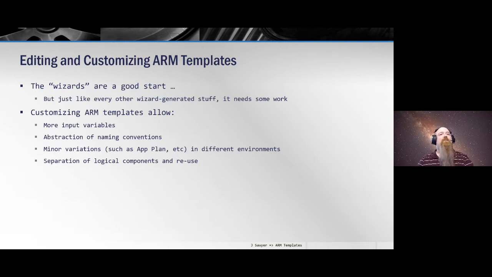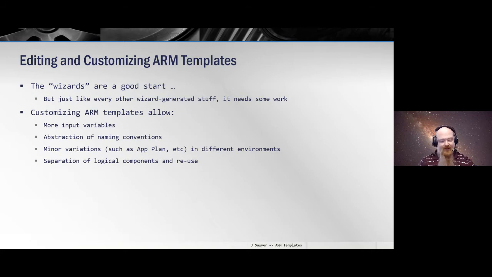So those types of minor variations are things that you can tweak and customize and have passed in as parameters to your ARM template and really start enhancing them based on what your actual deployment environment is going to be like. It also allows you to separate logical components and reuse them in bits and pieces and parts.